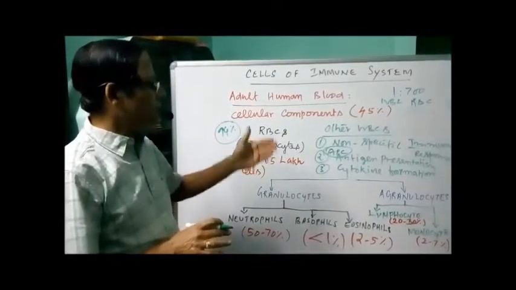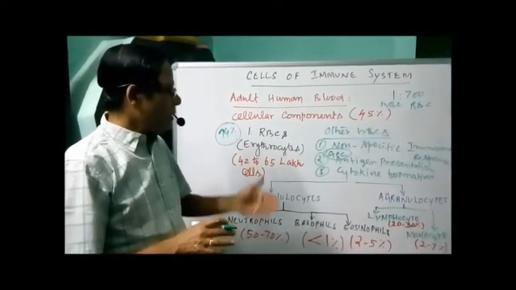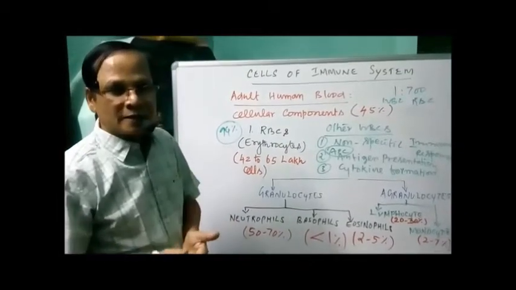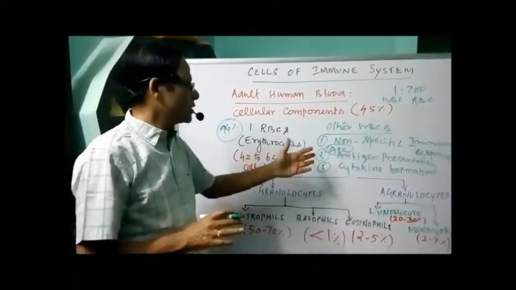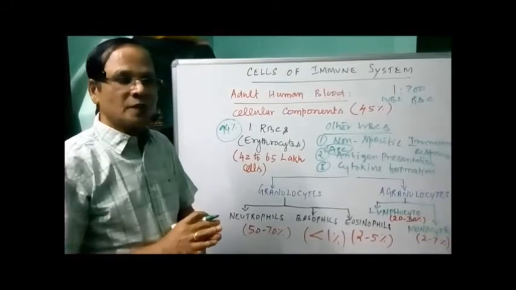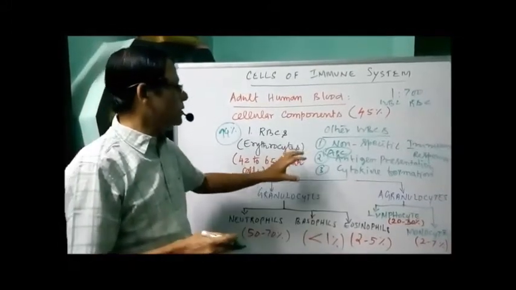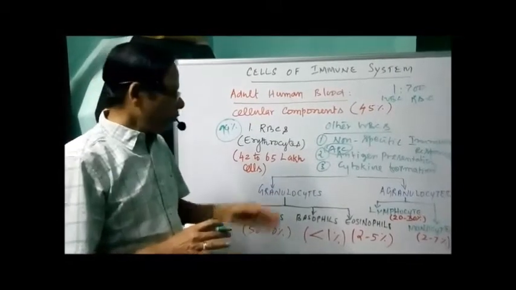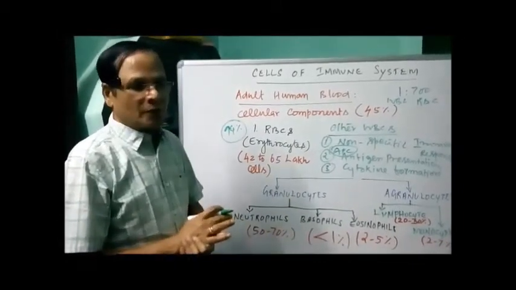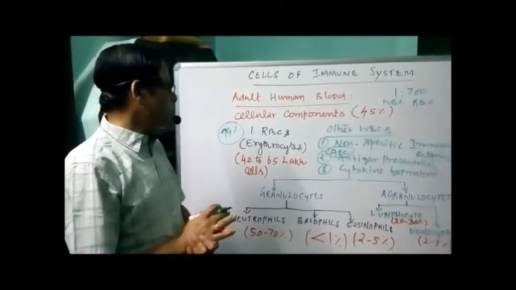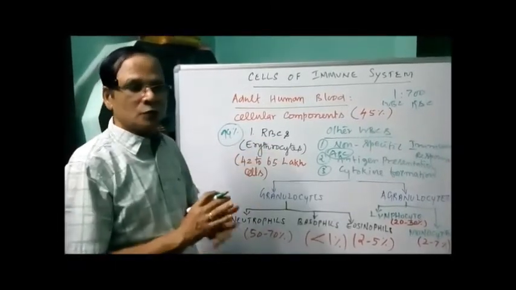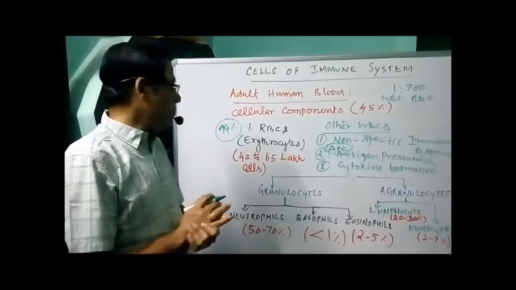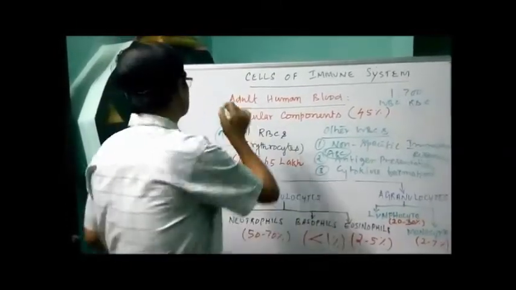So we have the non-specific immune response, antigen presentation, where they act as antigen presenting cells, and finally cytokine formation. These are the three functions performed by the other types of WBCs. Now we have to go for the lymphocytes. Before that, you see that all these cells are produced by the stem cells of the bone marrow. In the bone marrow we have stem cells.